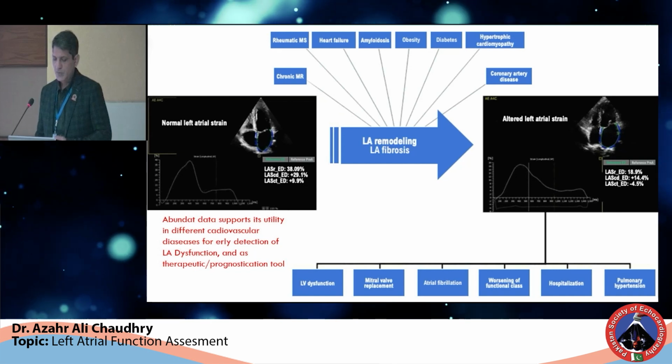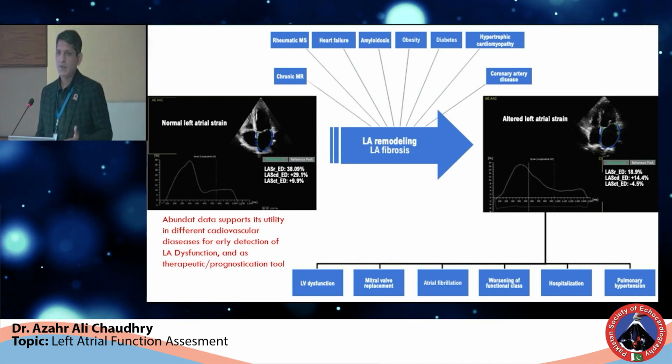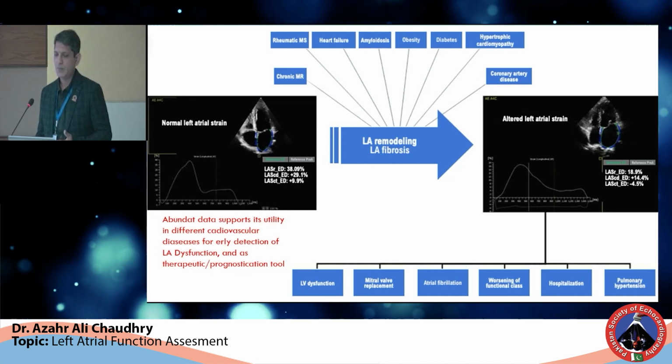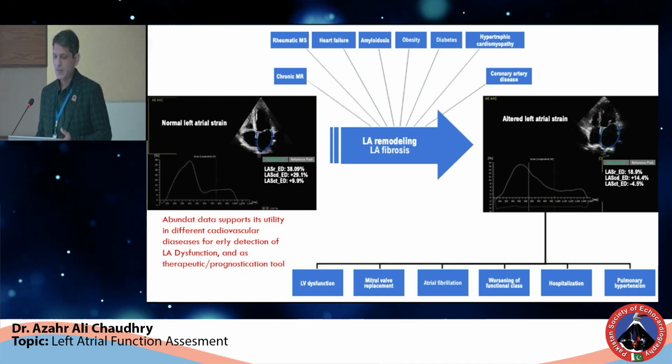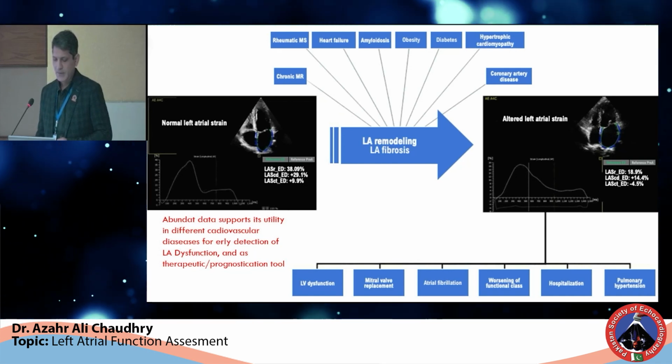So it is a good and proven prognostic, diagnostic, and therapeutic marker in different diseases like chronic mitral regurgitation, rheumatic heart disease, cardiac amyloidosis, coronary artery disease, obesity, and diabetes.